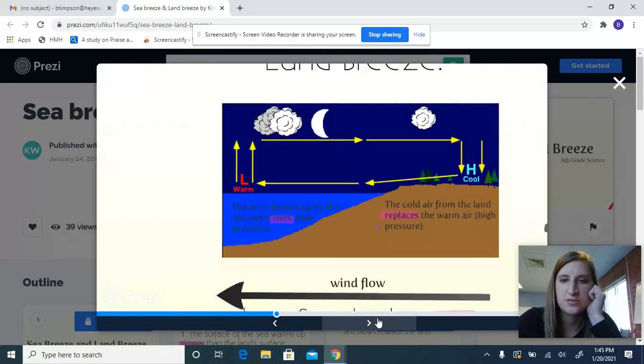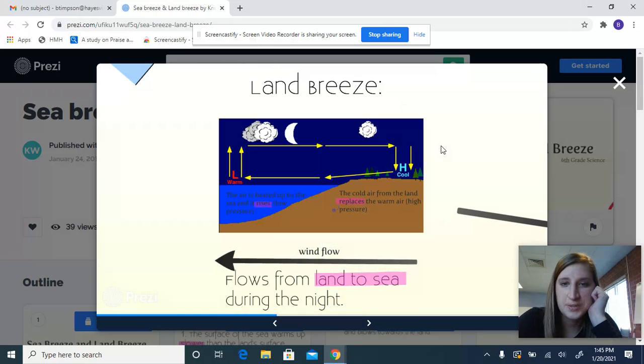I'll fast forward a little bit. When you're looking at this picture, the cold air from the land replaces the warm air. Warm air is low pressure. The air is heated up by the sea and rises. So you have this high pressure coming in, the cold air from the land replacing the warm air. Then the air is heated up and rises. Anytime the air is heated up, hot air rises. It flows from land to sea during the night.